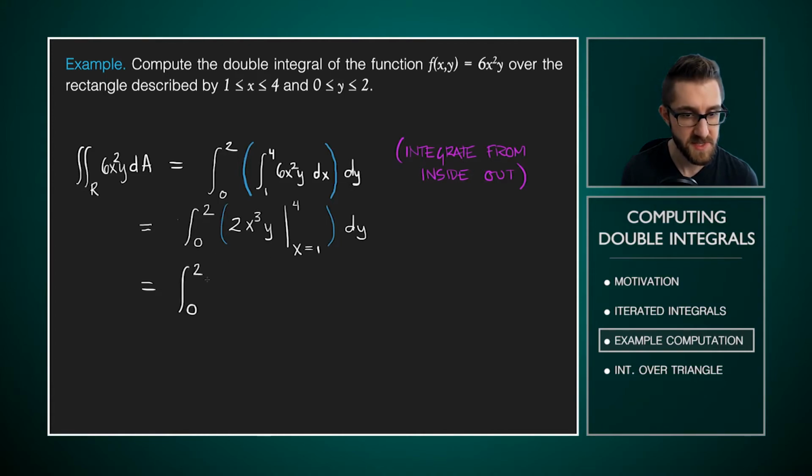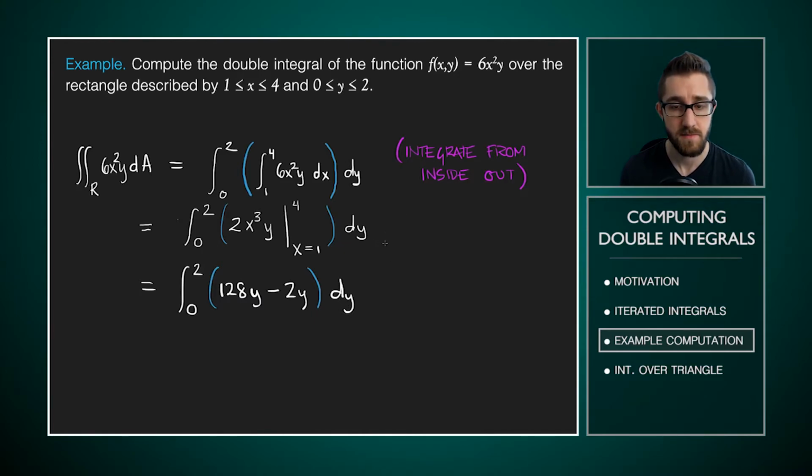Next, we still have this integral from 0 to 2. And inside these blue parentheses, we plug in the 4 for x and we plug in the 1 for x. And we get, let's see, 4 cubed is 64 times 2 is 128. So we have 128y. And then we plug in 1 for x and we get 2y. And we subtract them. I'll note that the thing that we used to do this, going from this step essentially to this step, that was the fundamental theorem of calculus. There's only one fundamental theorem of calculus, and that was it.